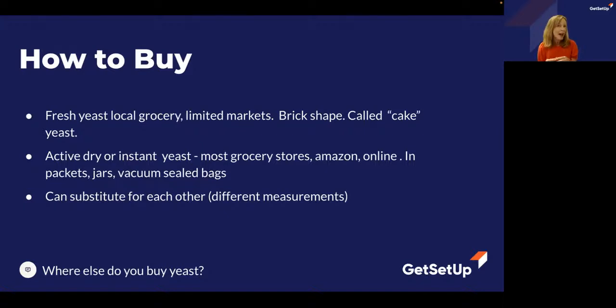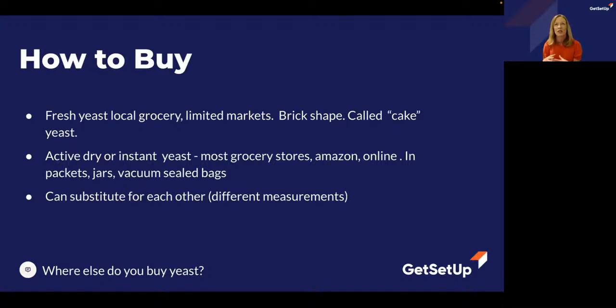I do like packets. I used to get the jars and the vacuum sealed yeast. The vacuum sealed yeast packages are a brick shape, and they're more economical per ounce. It's cheaper, but it was so messy, and I wasted so much yeast trying to manage that packet. I went back to jars, but the jars I just didn't feel were always going to be as fresh, because my rise would start to decrease as time went on with those jars. So then I went back to packets, which are honestly your least cost-effective way to buy yeast.